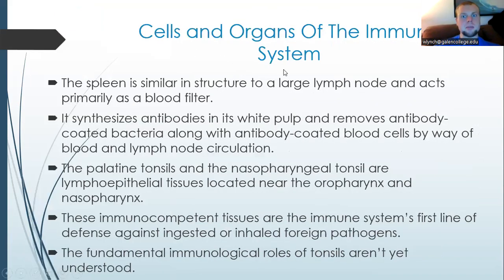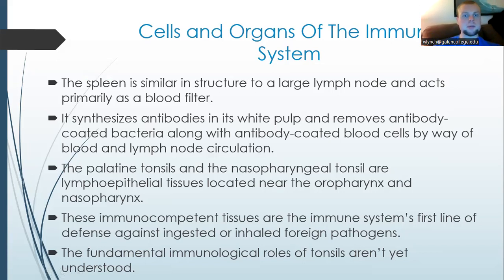Next is going to be the spleen. The spleen is also a major activator in terms of immune function. We see the filtration of red blood cells and white blood cells here. It is going to be similar in structure to the lymph nodes, and it's going to act as a primary filter for red blood cells. So it takes the old and dying red blood cells out of the blood and gives them a place to go and destroys them. It is also going to be a place where we can synthesize antibodies.